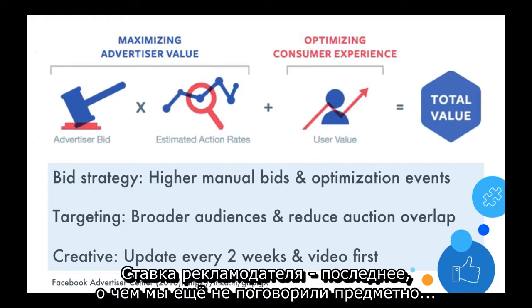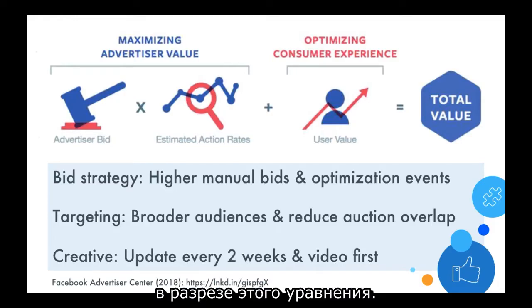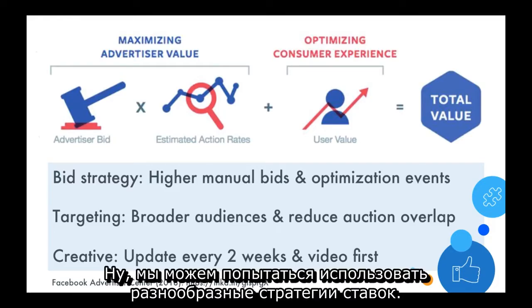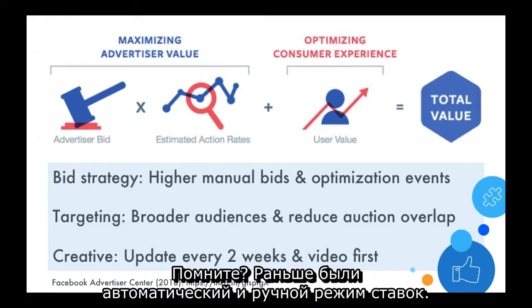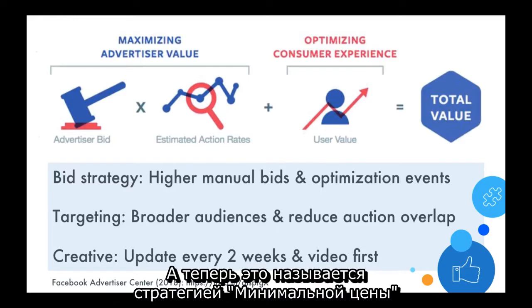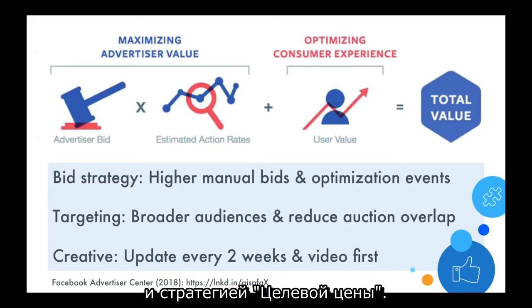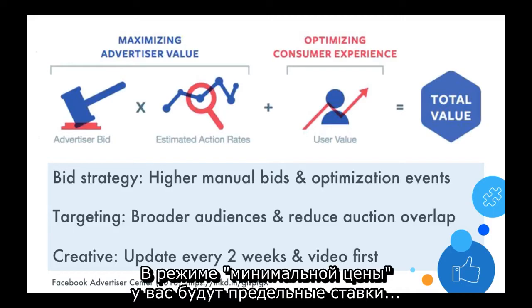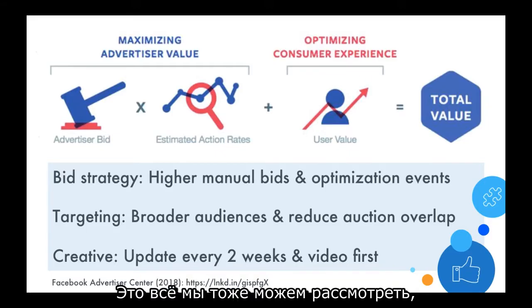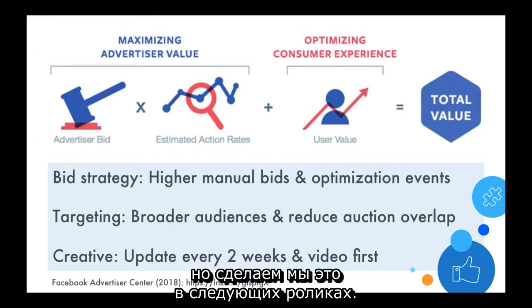The last thing that we have not talked about in detail about this equation. Well, here we could really try also different bid strategies. You know, earlier they were called automated bids and manual bids, and now they're called lowest cost strategy and target cost bid strategy. With the lowest one you have bid caps. So that's something that we can play around with, but we're going to cover that in a later video as well.